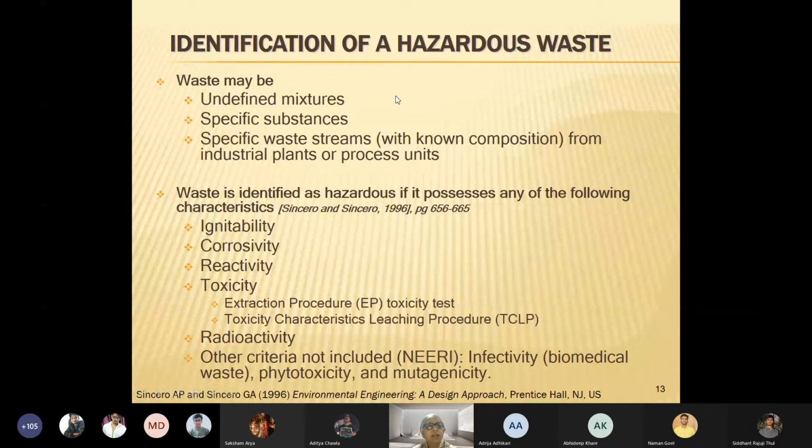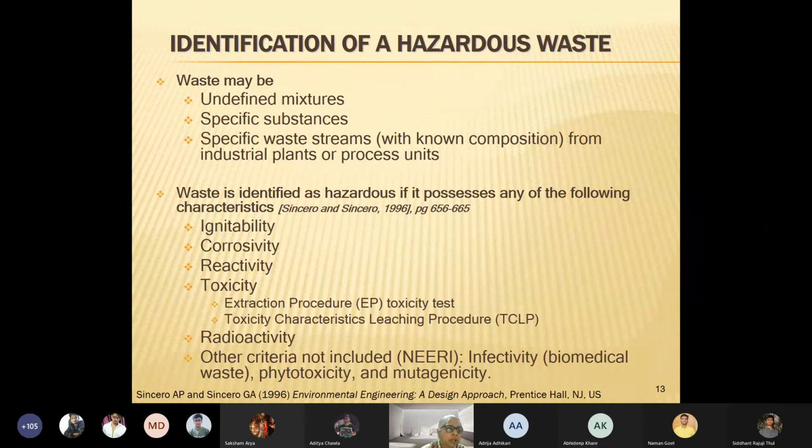In many industries, you'll find that waste materials are known. You ask the officials of that company what is in this container, they will be able to tell you that this is a specific chemical. So those are specific substances. Similarly, with defined waste streams. In many cases, the company officials or the industry officials will be able to tell you that this particular waste contains A, B, and C chemicals. So that is the third one. So these are the three possibilities that exist when you're dealing with hazardous waste, especially from industrial sites.